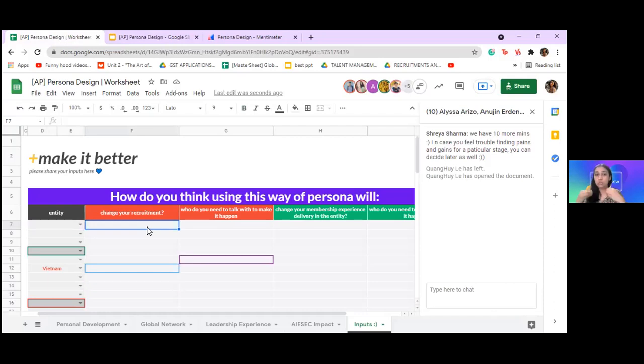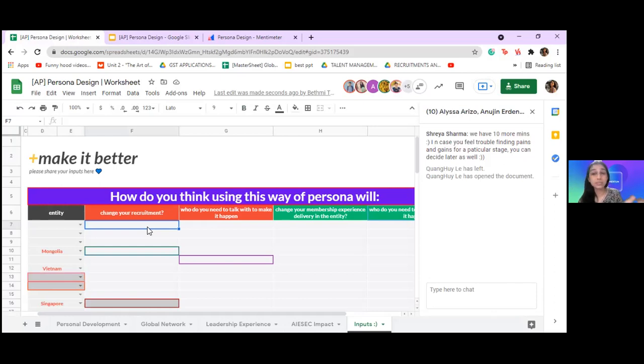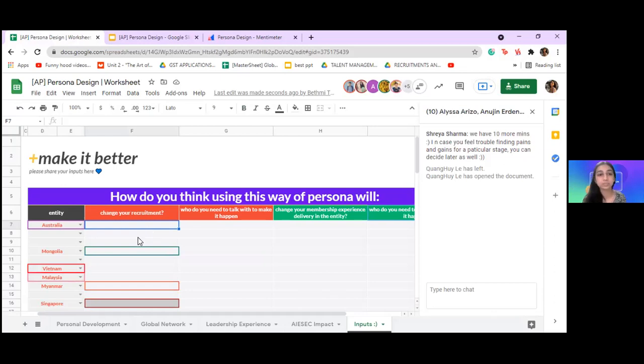And in order to implement that change, who do you need to talk to, or who do you need to work with? For example, you need to talk with your whole MC team, you need to talk with the commission, you need to talk with LCPs, externals, whatever you think. Marketing, for example. But just go there, think about how it's going to change your recruitment, having a set persona, and how is it going to change the membership experience in your entity. Be positive, because it's going to be amazing if you start seeing it in a very highlight from today itself. And mention who do you need to talk with to make it happen.